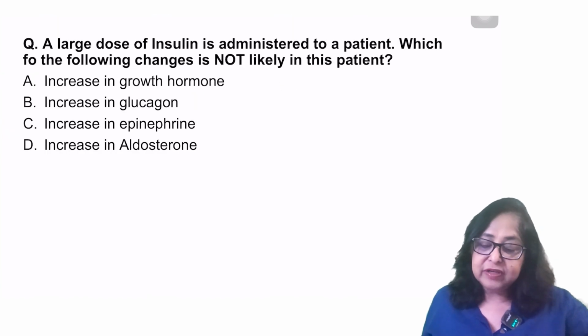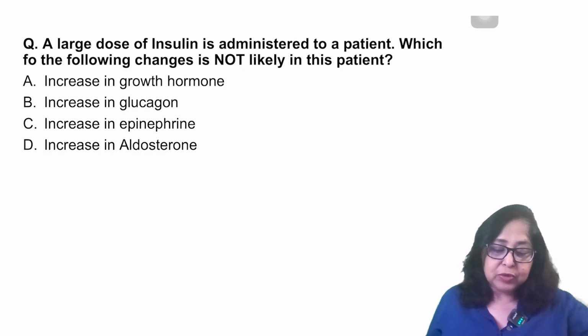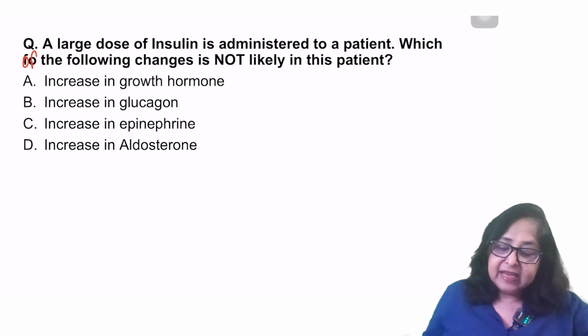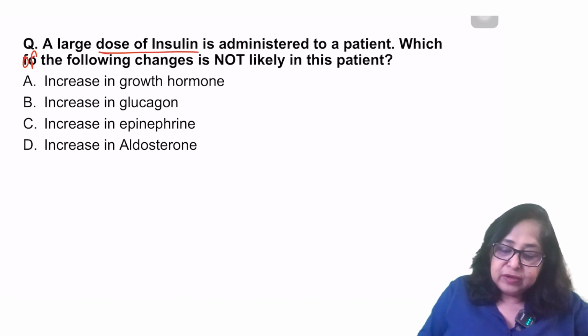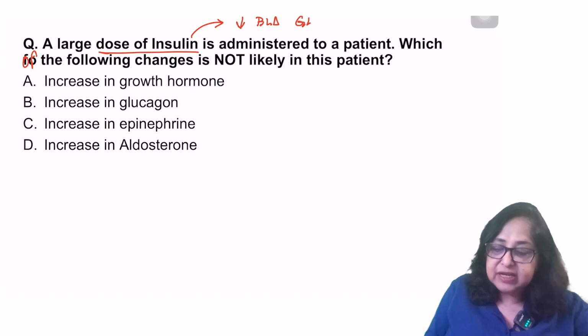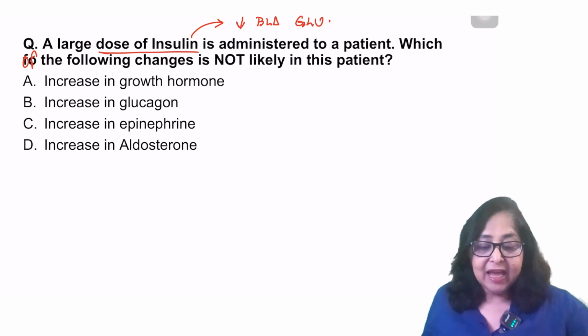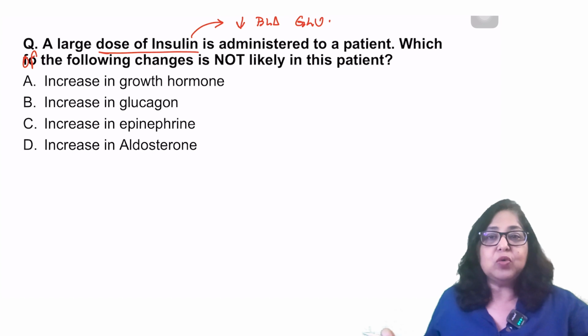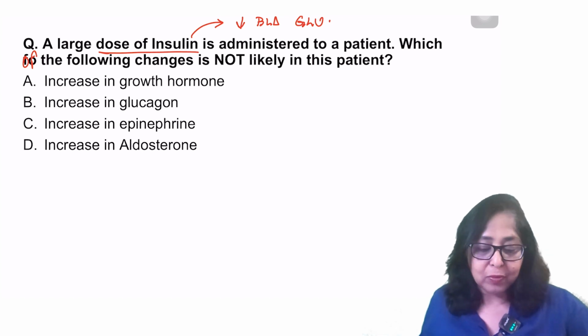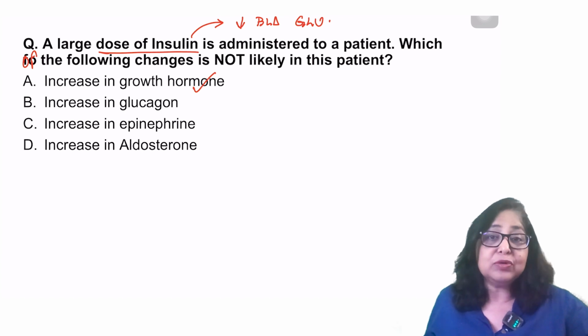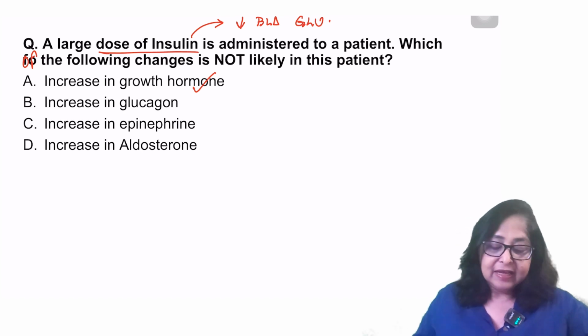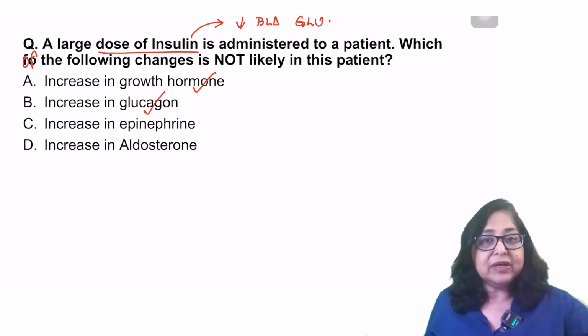A large dose of insulin is administered to a patient. Which of the following changes is not likely in this patient? By giving a large dose of insulin, you have caused a decrease in the blood glucose level. You have produced a hypoglycemia. Hypoglycemia is a very potent stimulus for the secretion of growth hormone. So definitely growth hormone secretion will increase. It is a very potent stimulus for the release of glucagon. So glucagon levels will also increase.